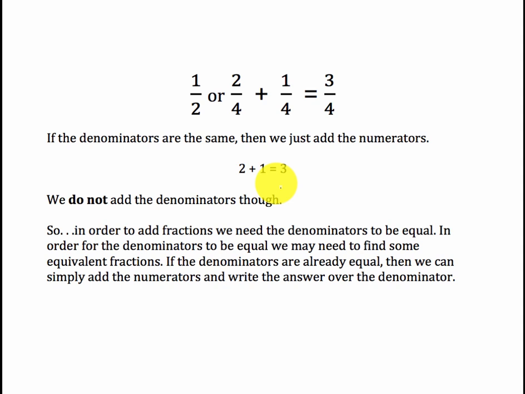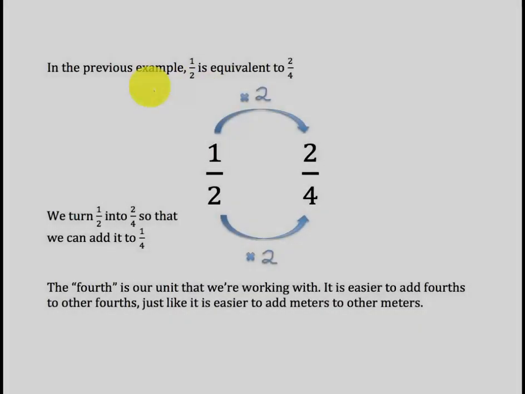So if we're going to add fractions, we need those denominators to be the same. In order for them to be equal, we may need to find some equivalent fractions. If the denominators are already equal, then we can simply add the numerators and write the answer over the common denominator. So in the previous example, we saw that 1/2 is equivalent to 2/4. Now, we saw that when we drew the picture. It was a little easier to see.